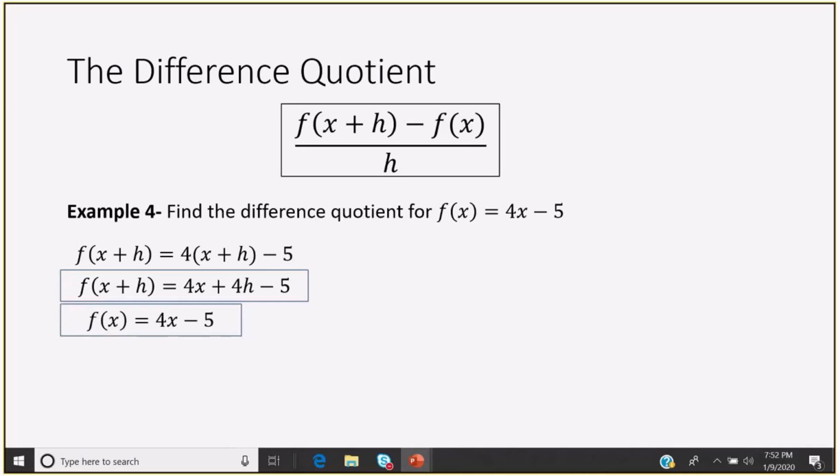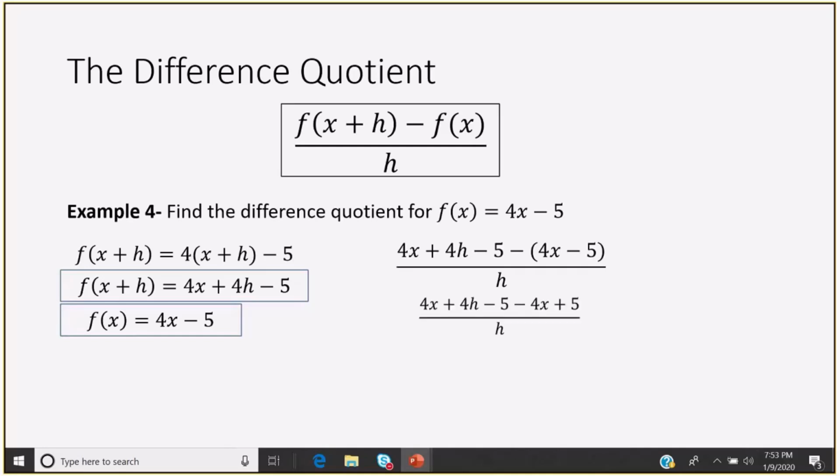My f of x is already given to me, so I don't really have to find that at all. And now I just put those into my difference quotient. So f of x plus h is now replaced with what I found, 4x plus 4h minus 5. And f of x is replaced with what I was already given, 4x minus 5. Now it's a very good idea to put that function in parentheses because we're subtracting every time we do the difference quotient. And so we're going to want to make sure that we distribute that negative sign to both things inside my function. So I'm going to do that.